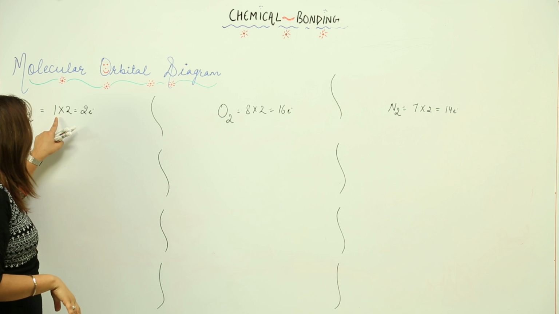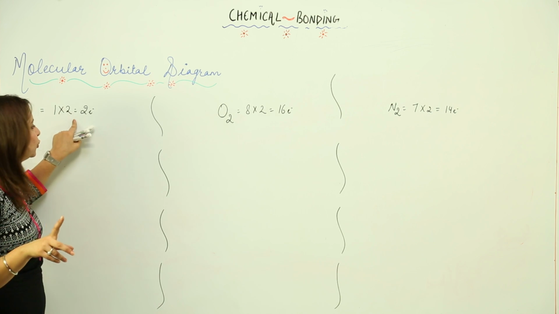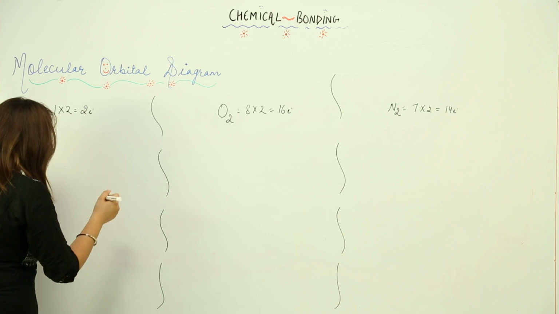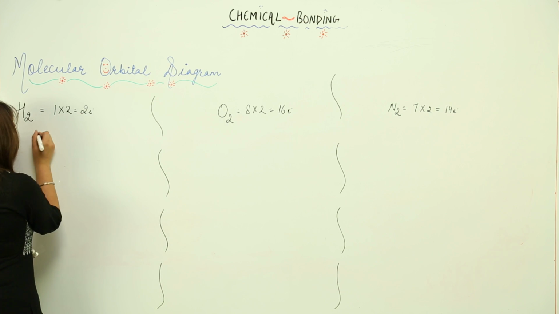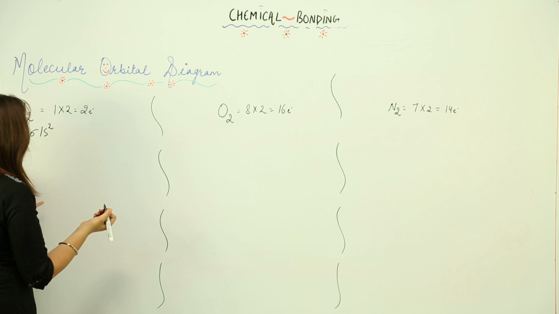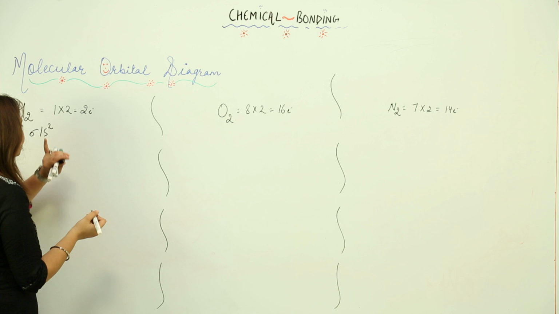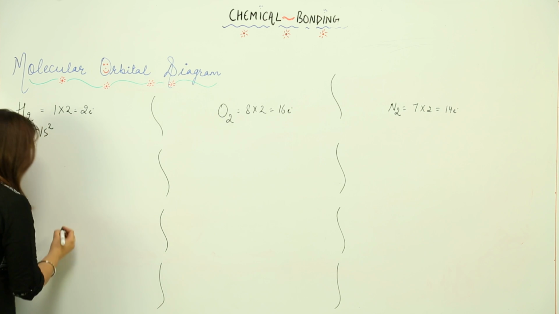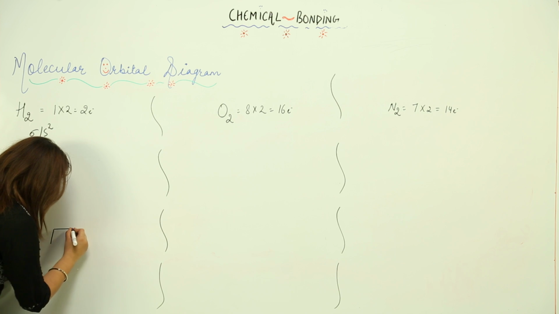So this is what I have done for you. Atomic number 1 into 2. So that means how many electrons? 2 electrons. Now I will write the configuration. It is sigma 1s2, only sigma 1s2 we are left with, because 1 into 2 is 2. So there is no other electronic configuration. So what we will be doing, we will be making one box here.